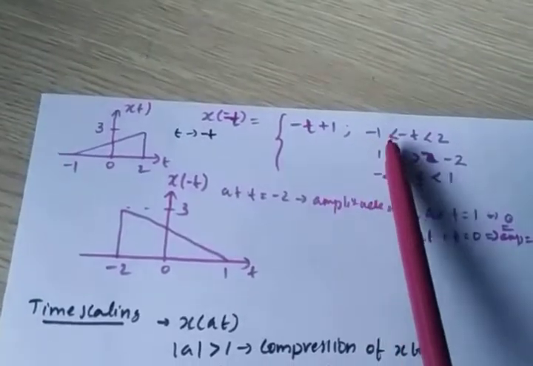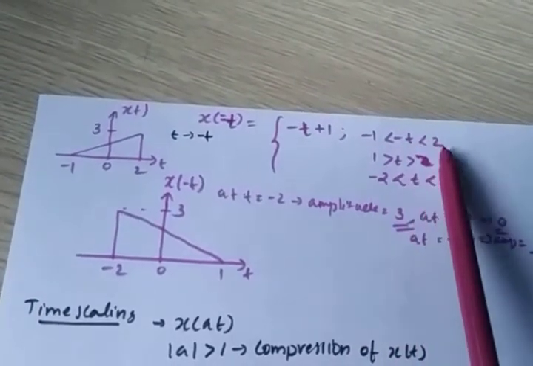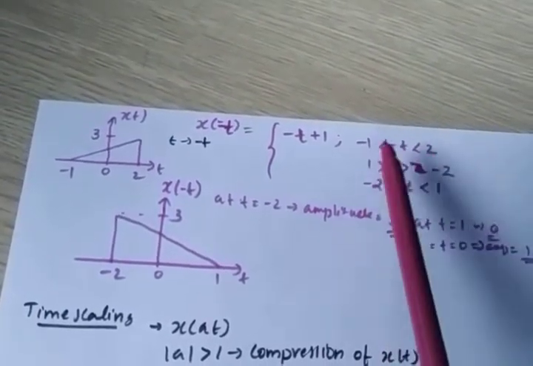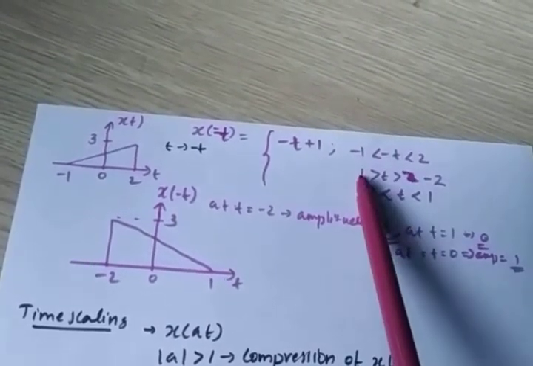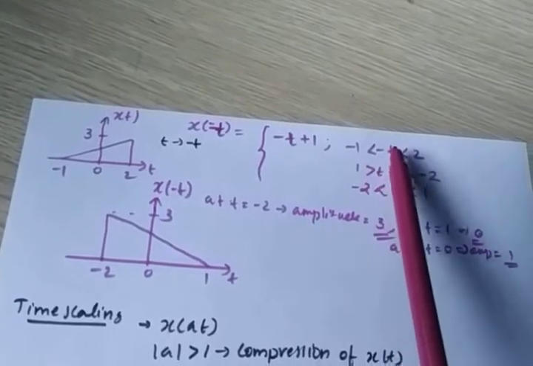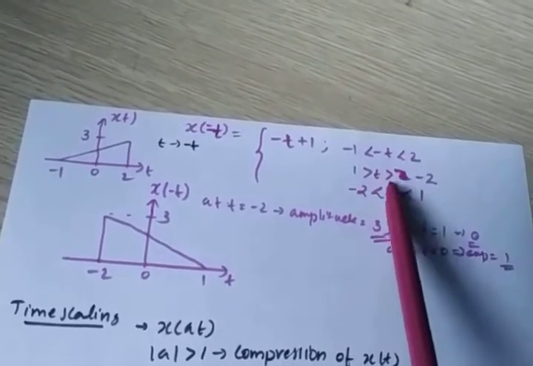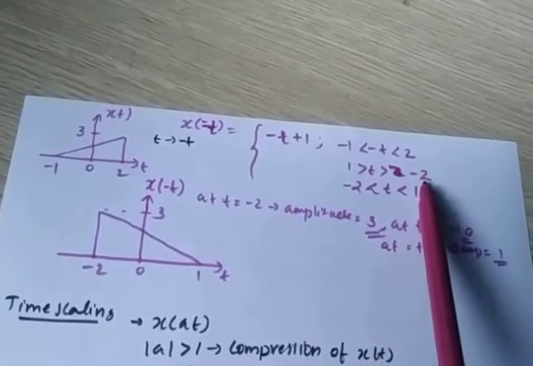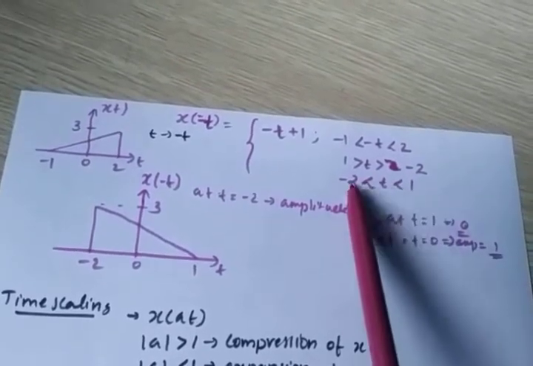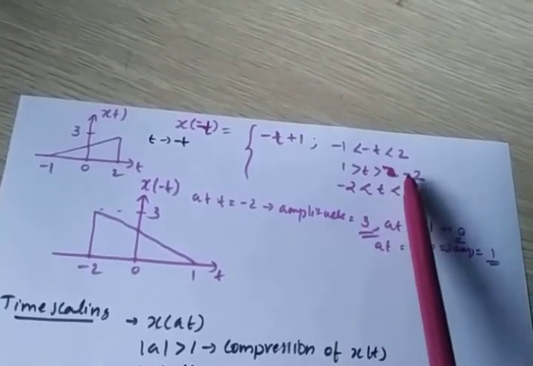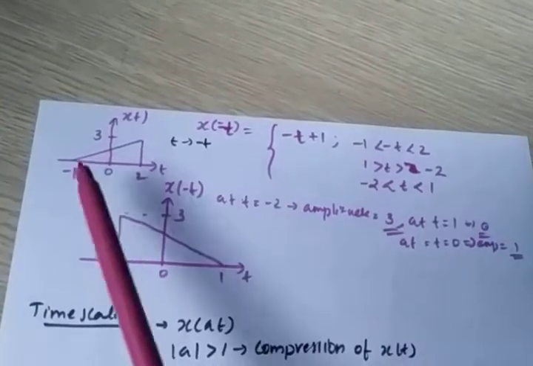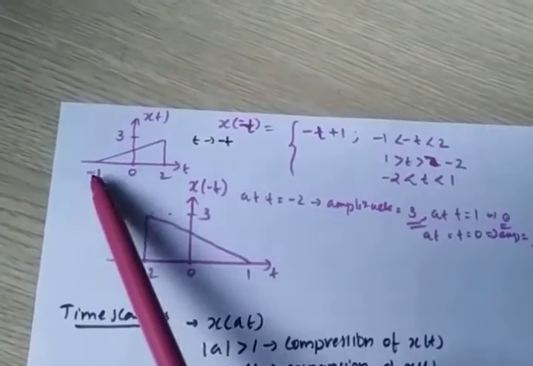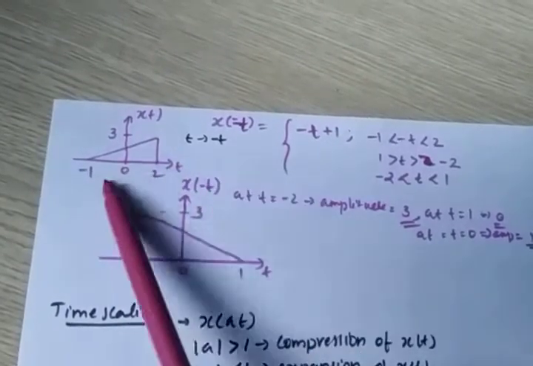-t plus 1, with -1 less than -t less than 2. Now change the values. I'm changing in the entire expression. -1 becomes plus, less than becomes greater than, -t becomes t, and +2 becomes -2. So t lies between -2 and 1, which can be represented as -2 less than t less than 1. So I am drawing the signal like that, -1, 0, 2.